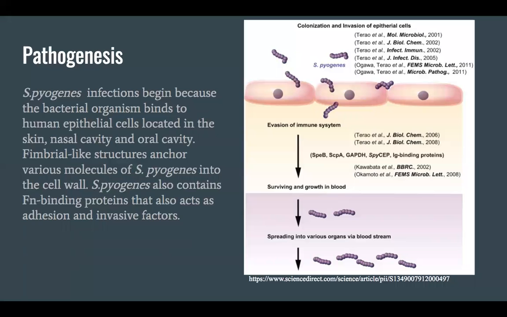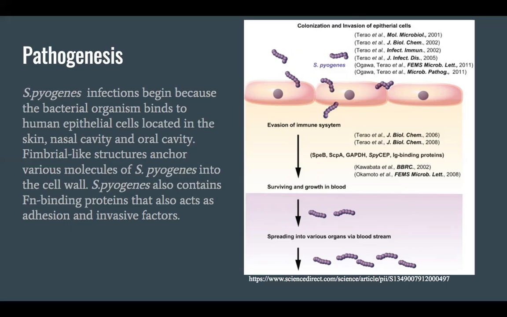So, the pathogenesis of Streptococcus pyogenes infections begin by the bacterial organisms binding to the epithelial cells located in the skin, nasal cavity, and oral cavity. Fimbriae-like structures anchor various molecules of S. pyogenes into the cell wall, and then they must begin to bypass the immune system. And it does this by evading phagocytosis and confusing the immune system. It must then survive and replicate in the blood, and then it will spread to other organisms via the bloodstream.